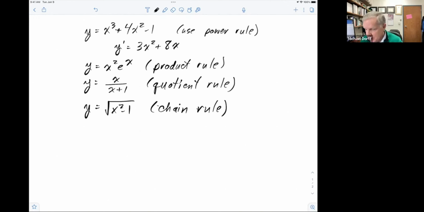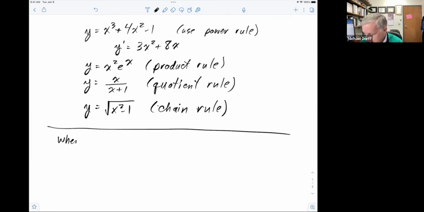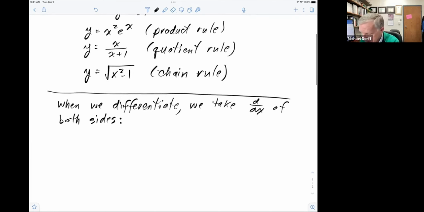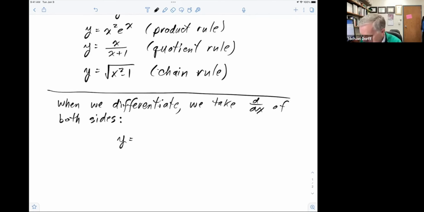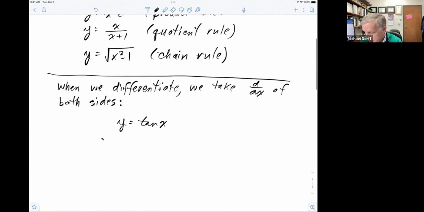In all these problems, what are we doing in essence to solve these? Well, when we differentiate or take the derivative, we are taking d dx of both sides of the equation. So for example, suppose I had y equals tangent x. I'm going to do d dx of the left side, so I have d dx of y, and I'm going to do d dx of the right side.